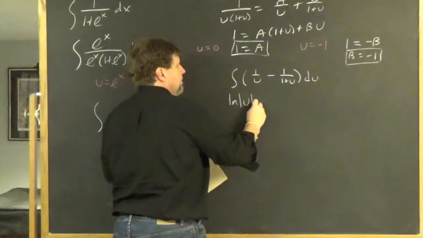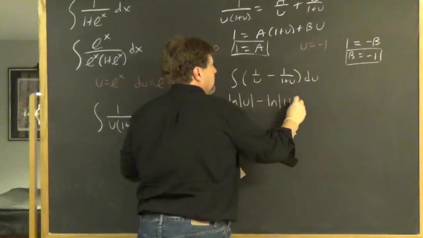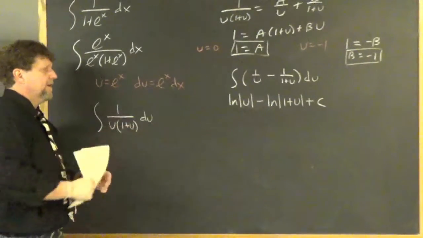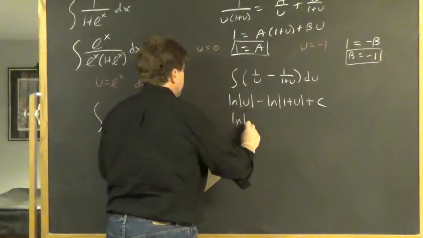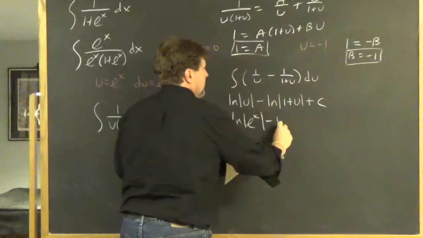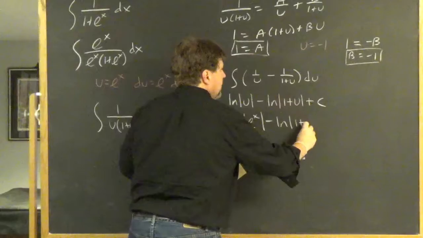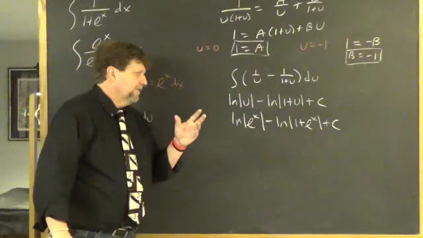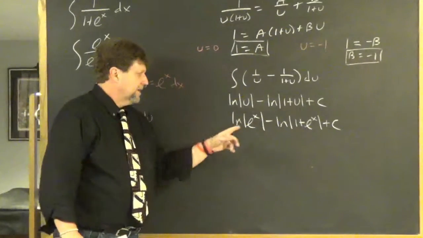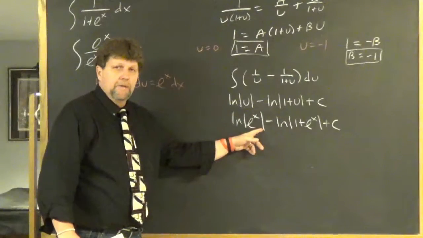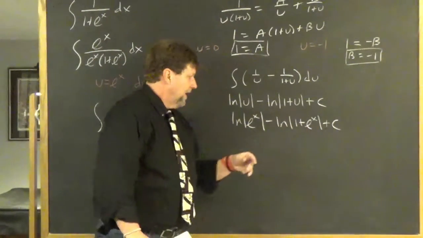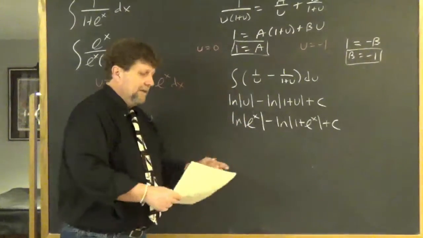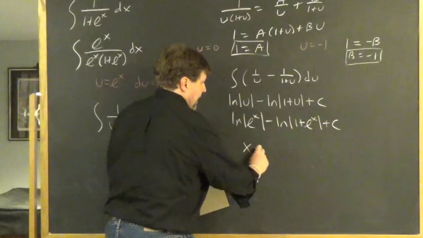Natural log absolute value of u minus natural log absolute value of 1 plus u. And then we remember to resubstitute our u back in there. So we get natural log absolute value e to the x minus the natural log of 1 plus e to the x plus C. And I would go one more step here. First off, the e to the x is always positive, so these absolute values are overkill. They could be parentheses. The same with these absolute values. But it's this first term, the natural log of e to the x, that immediately simplifies to x.